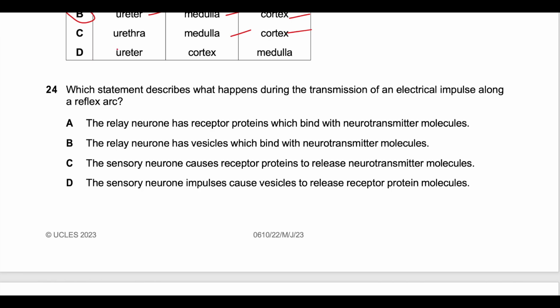Let's do question number 24. Which statement describes what happens during the transmission of an electrical impulse along a reflex arc? Before reading the four options, let me show you the figure of the reflex arc and summarize and explain it to you. Then we'll come back to answer this question.